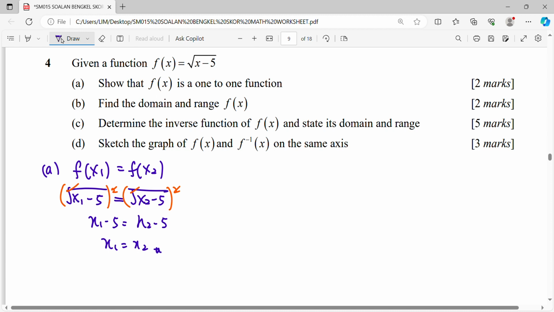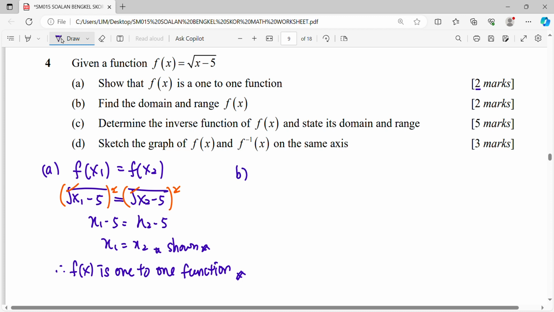So if you just show like this, you only get 1 mark out of 2 marks. What we need here is for you to write a conclusion. They didn't ask you to show x1 equals x2; x1 equals x2 is just a result to prove that this function is one-to-one. So the conclusion must be included. Write your conclusion: the function is one-to-one. That's why this is only 1 mark if you don't write out the conclusion.